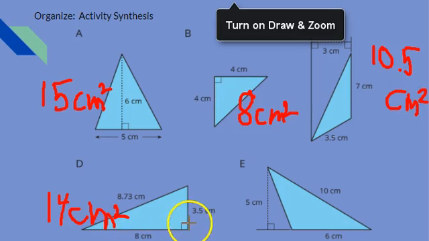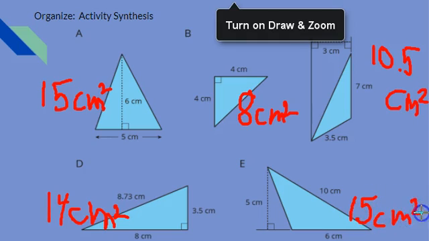And then for D, you've got 8 times the 3.5. 8 times 3 is 24. 8 times 1/2, or 5/10, gets you 4. So 24 and 4 gets you 28. Half of 28 gets you 14 square centimeters. And for the final one, you've got the 5 centimeters by the 6 centimeters. So you've got 5 centimeters on the outside here for a height, 6 for a base. 6 times 5 gets you 30. Half of 30 is 15 centimeters squared.